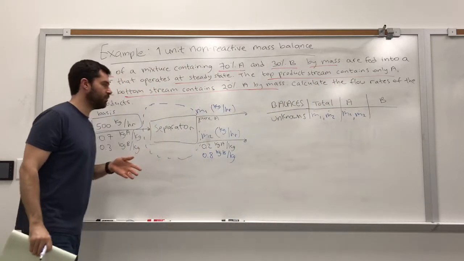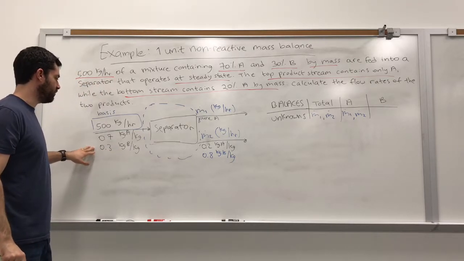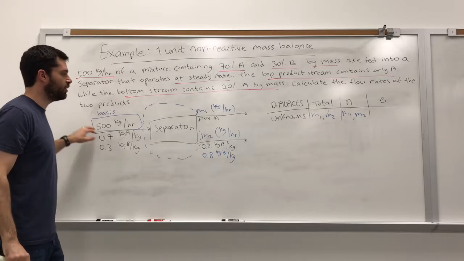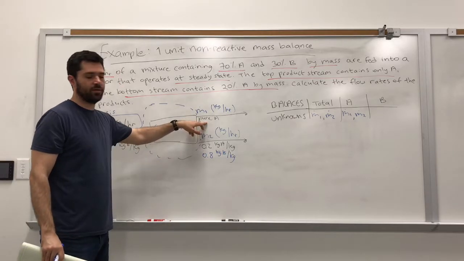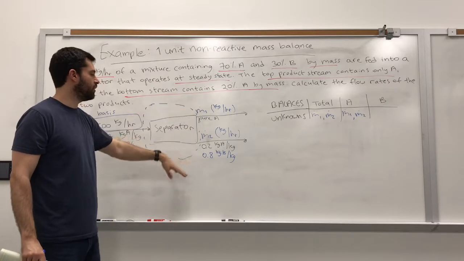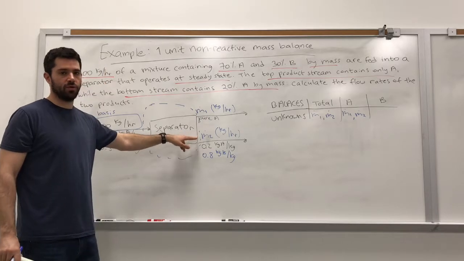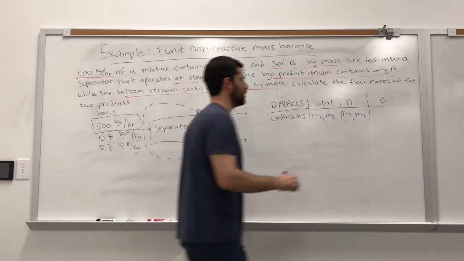Finally, when we do the mass balance for B, we know everything there is to know in the feed, right? 0.3 times 500. There's nothing in the top stream for B, so M1 is not an unknown for B. And when we go to the bottom, we have 0.8, but we don't know 0.8 of what, so M2 is an unknown.